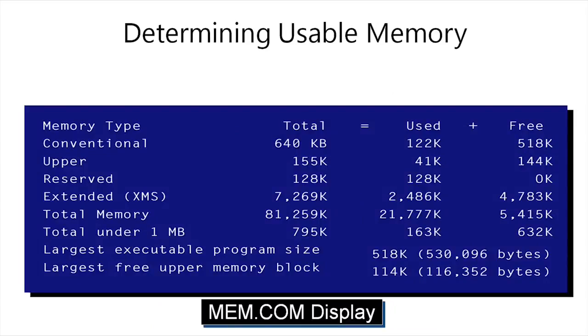So we have determining usable memory. We have a memory type: conventional, upper, reserved, and extended memory, which we talked about previously. We have the HMA, which is the XMS here. And we have 640 kilobytes. We have so much used and so much free. We have an upper and we have a reserve. So there's different things that go in here.